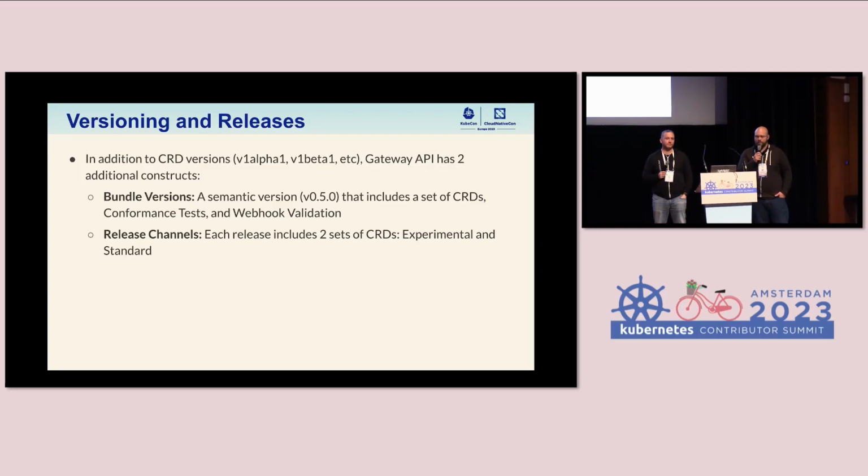We do things a little bit differently. We have CRDs, V1 and Alpha 1, Beta 1. We're working on V1s, which hopefully will be out this year. But we have bundle versions, which come with your CRDs, conformance tests, and a validation webhook. And then we have release channels on top of these. So basically 2 different bundles. You can get a standard bundle or an experimental bundle, which I think is completely unique throughout the SIGs. This has been very helpful for us to be able to get new content in fast without it being disruptive, and give it time to soak.